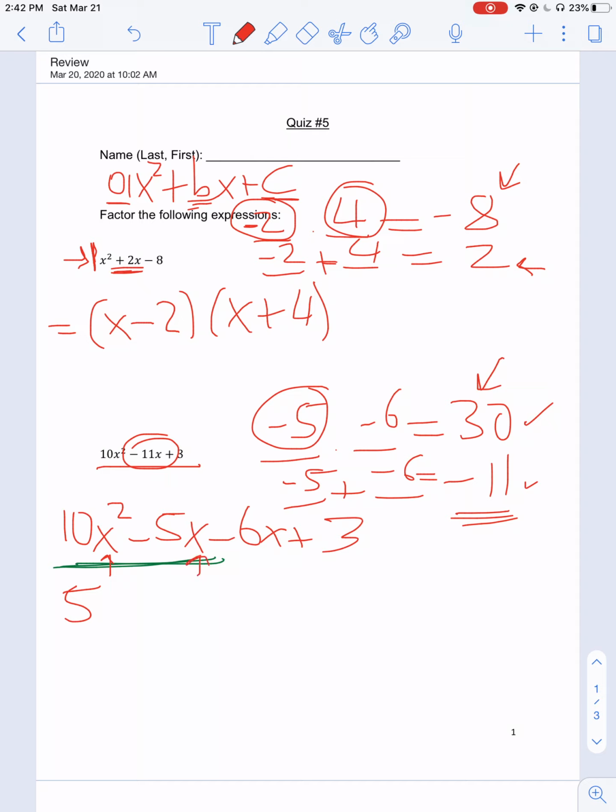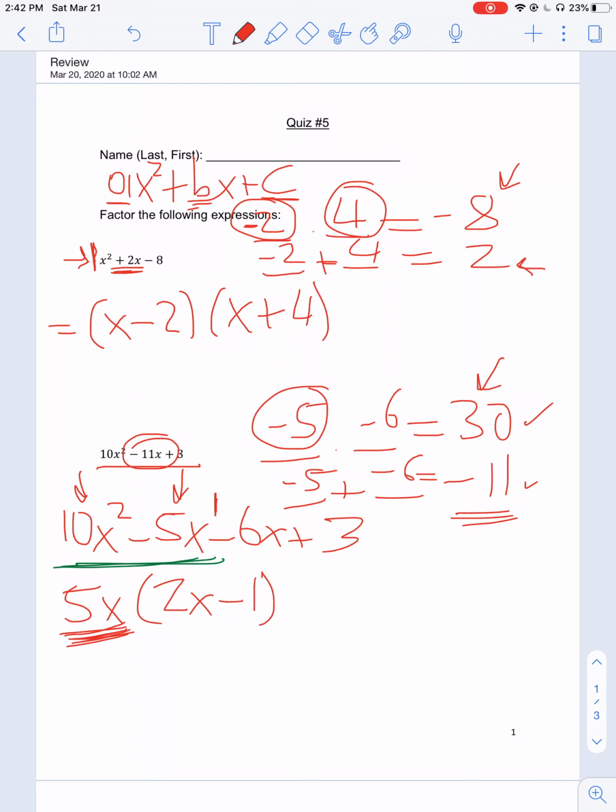So you have to pick the lowest exponent. The lowest exponent over here is 1, right? If you don't see it, then it's 1. So I'm going to factor x. And now you have to ask yourself this question. What do I need to multiply 5x by to get 10x squared? Well, 5 times 2 will give me 10, and x times x will give me x squared, right? And then you have to ask yourself, what do I need to multiply 5x by to get -5x? Well, that's just -1, right?